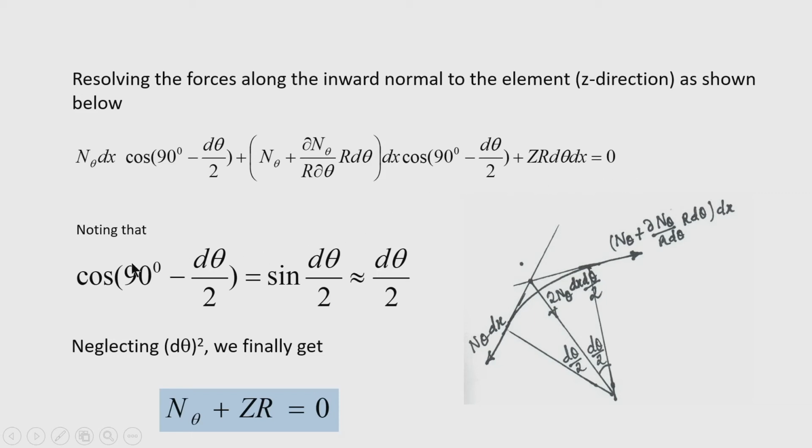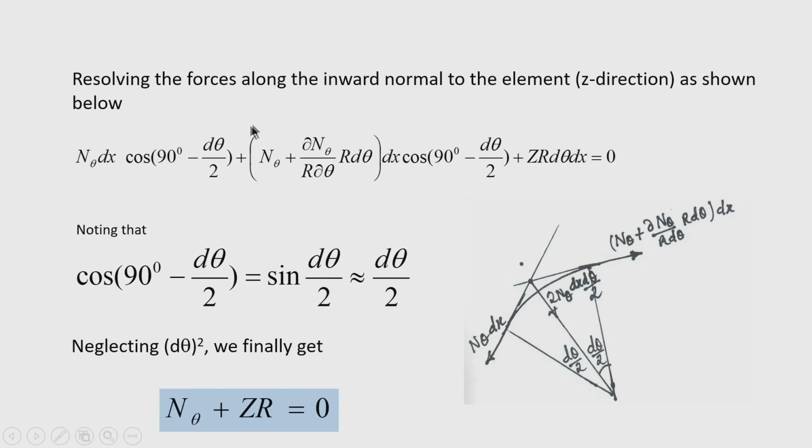Note that cos(90° − dθ/2) is nothing but sin(dθ/2), and because dθ is a small angle, we can write sin(dθ/2) approximately equal to dθ/2. Based on that, this quantity will be n_x dx dθ/2, and this component will be (n_θ + ∂n_θ/∂θ · dθ) · r dθ · dθ/2, and as existing here, it will remain z r dθ dx.